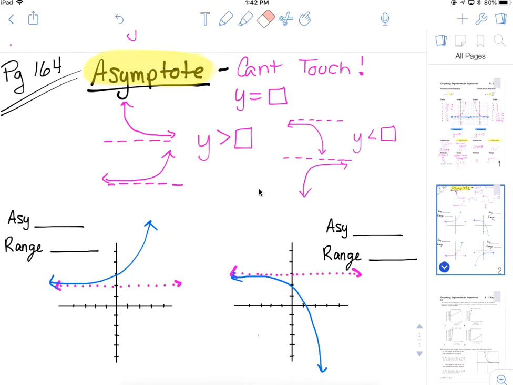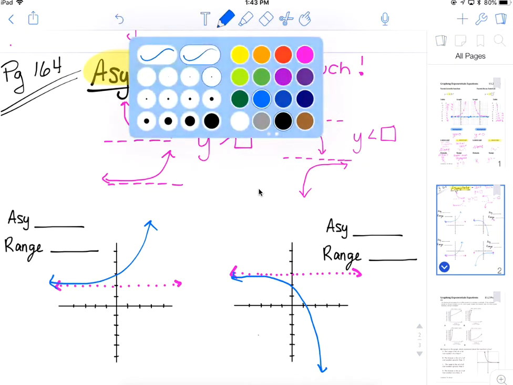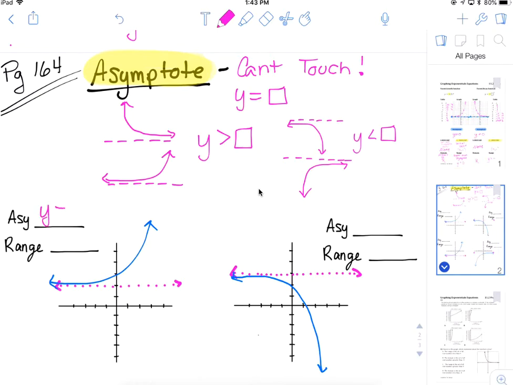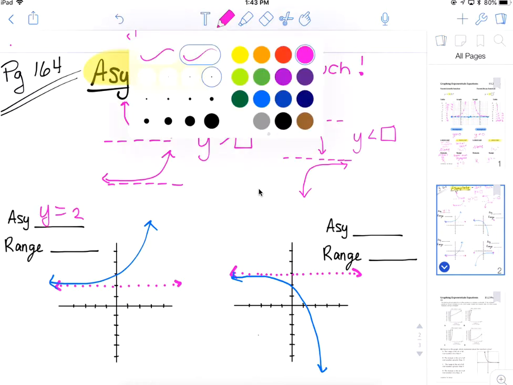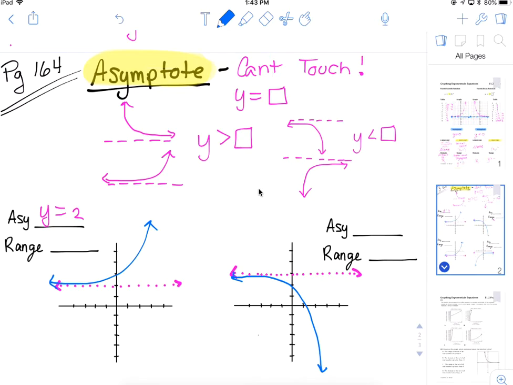So in asymptote, we know we can't touch it. We know it's a y equals number. And we know that for range, I'm either greater than it or less than it because it's where my graph sits. So on this first example that I gave you, my asymptote, and that's in pink, is at 2. So I would say it's y equals 2. But for my graph, the blue line, I would say I'm higher than the asymptote. So my y is greater than 2. Can't be equal to, I don't touch it.